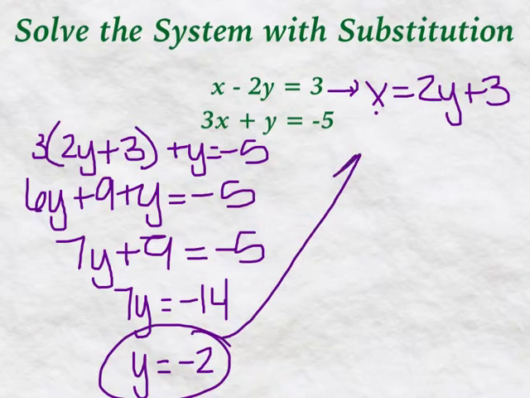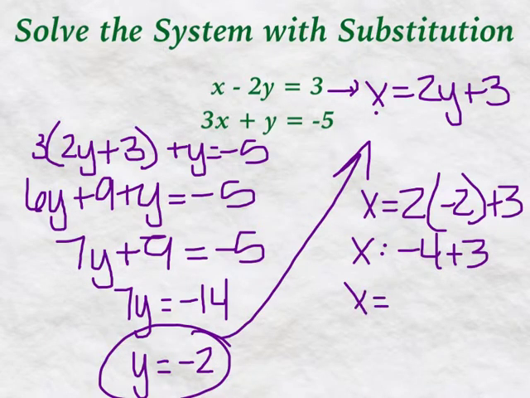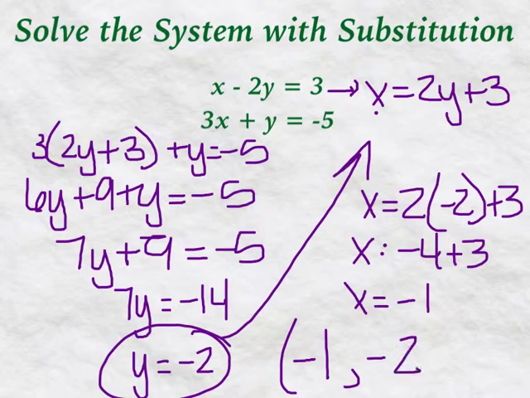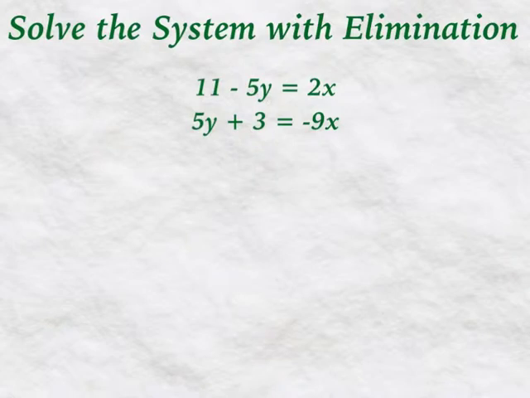Once I have that, I can plug it in up in this equation. x equals 2 times negative 2 plus 3. x equals negative 4 plus 3, or x equals negative 1. Write our answer as an ordered pair, negative 1, negative 2. That is substitution. Solve by elimination.